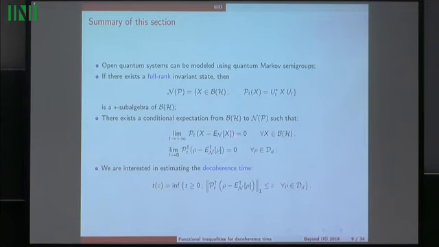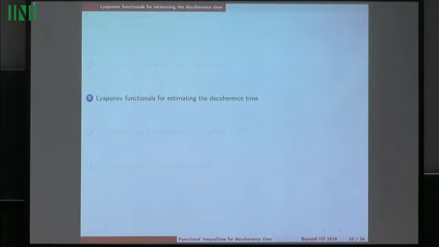And now the goal is to study what I call the decoherence time, which is a generalization of the definition I gave in the first slide. So it's exactly the first thing. You look at the first time such that the distance between a state and its projection is smaller than epsilon for all states.